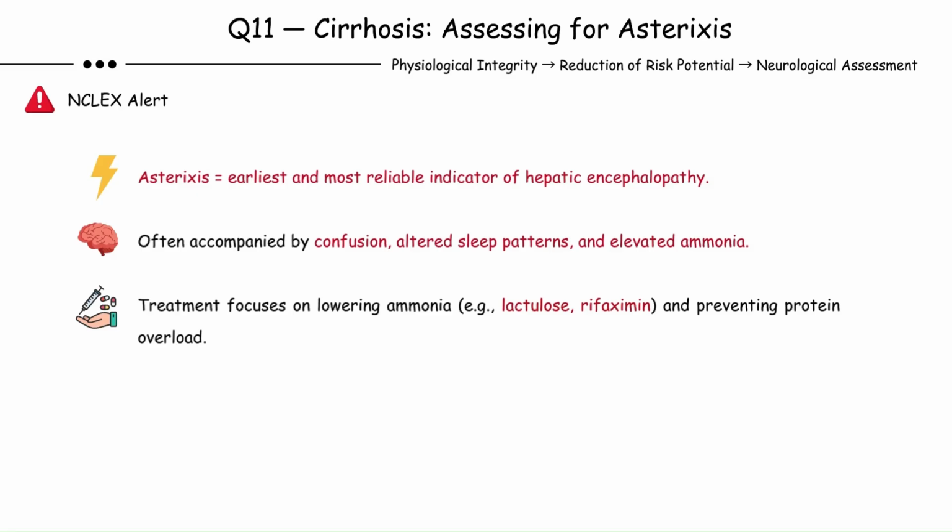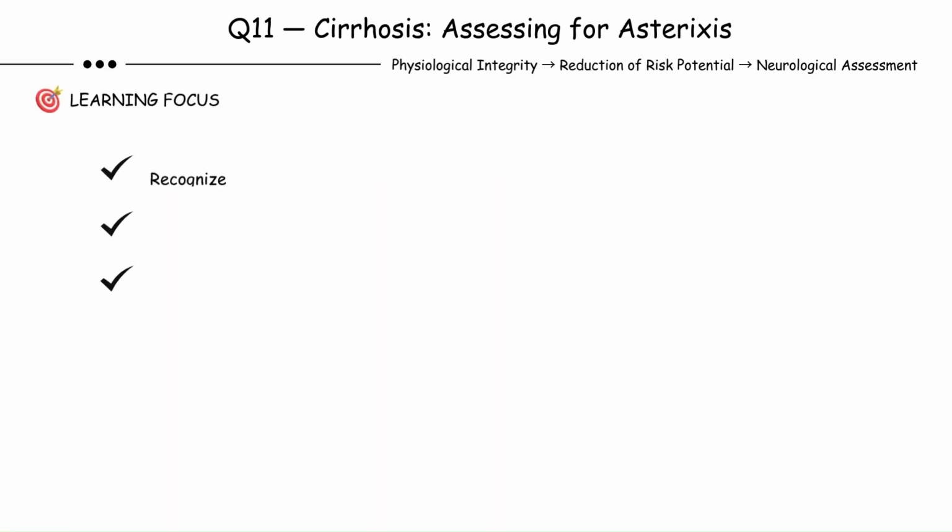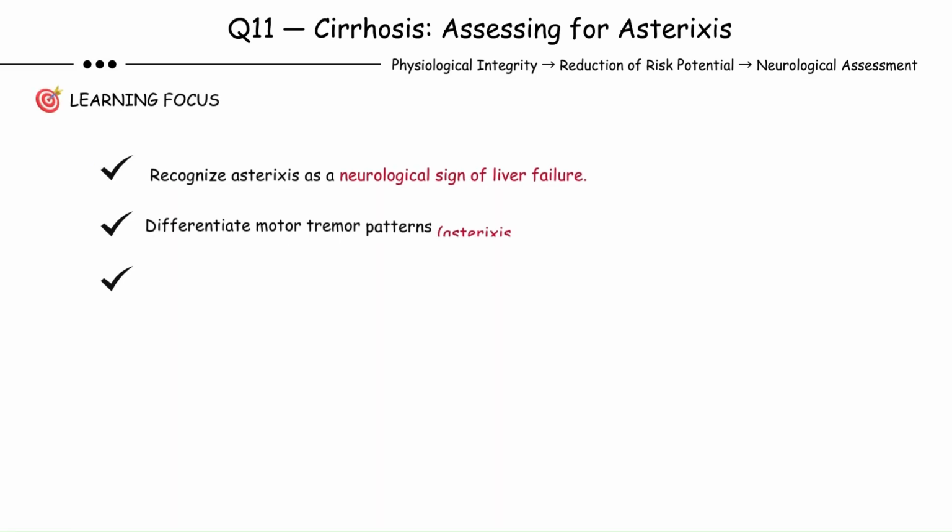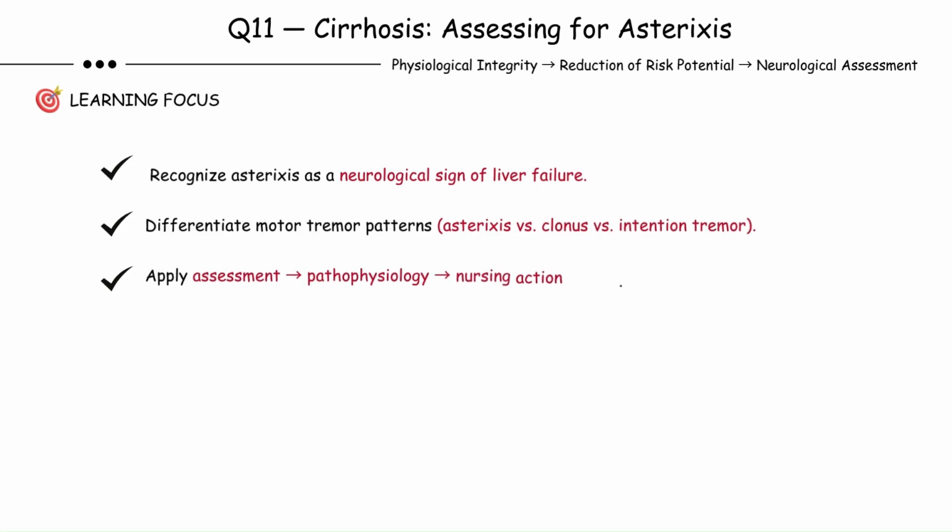And here's the key takeaway. Whenever you see advanced cirrhosis with concerns about mental status, think asterixis as a critical assessment. If the hands flap when the arms are extended, you should immediately connect that finding to worsening liver failure and possible encephalopathy. Being able to match the right physical exam maneuver to the right complication is a powerful clinical skill. Let's move on to the next question and keep building your assessment to pathophysiology reasoning.